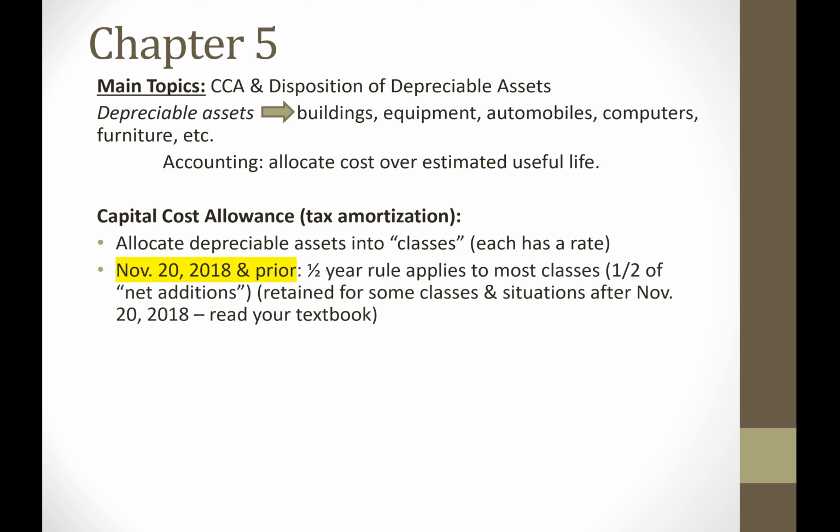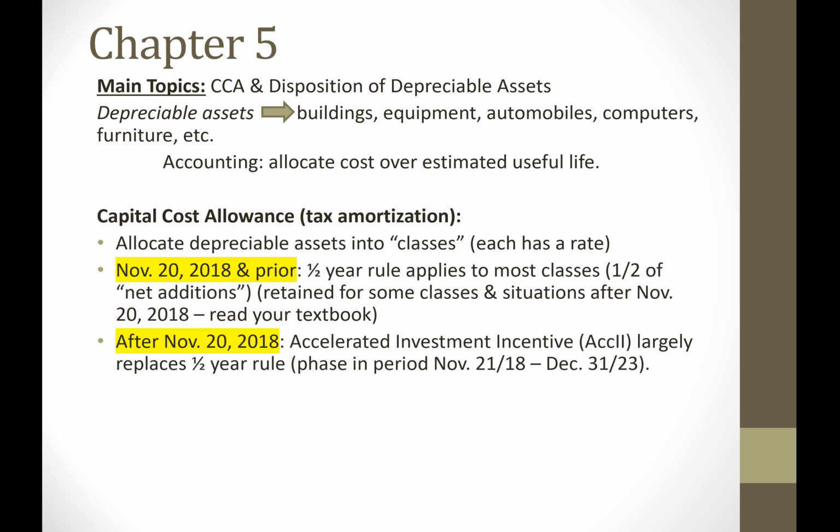Now, in 2018, there was a significant change in how we calculated CCA for tax purposes. For assets that were acquired on November 20th, 2018 and earlier, we have a rule that was in effect called the half-year rule. Now, the half-year rule does still apply in some very limited situations and classes, so make sure that you read your textbook on those limited situations.